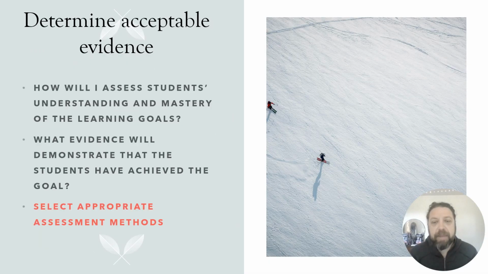While we're talking about the standards and our goals, we're going to have to assess our students' progress relative to these goals. So it's important to consider what is acceptable evidence of student learning. What shows visible learning in our students? How will I assess my students' understanding and mastery of the learning goals? What evidence will demonstrate that the students have achieved the goals? This is where it's important for me to select appropriate assessment methods. In this hypothetical scenario, this will be the first time that I've taught these skills to the students.